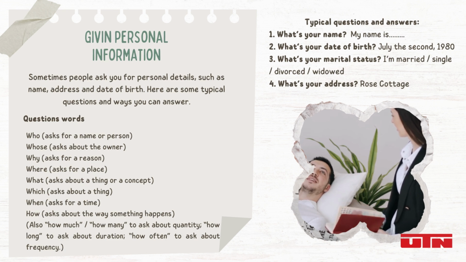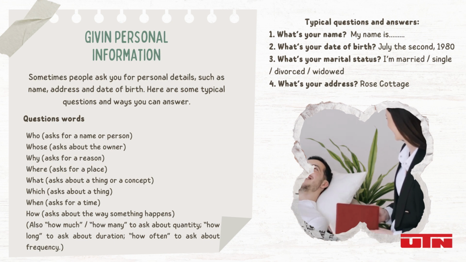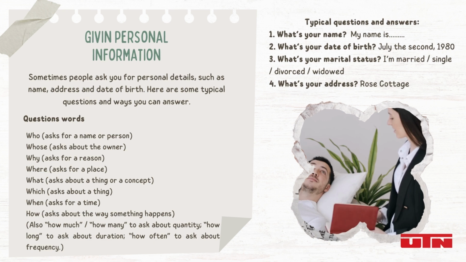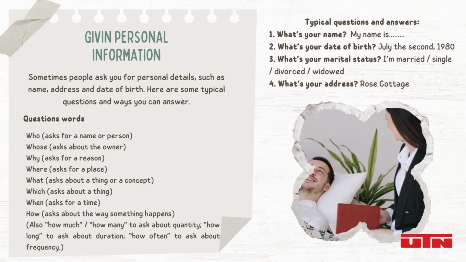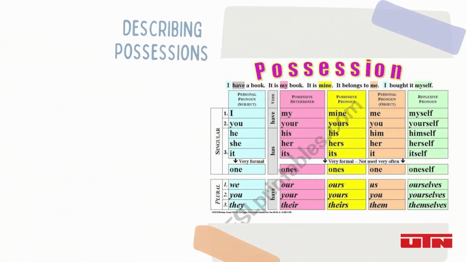Typical questions and answers. 1. What's your name? My name is. 2. What's your date of birth? July the 2nd, 1980. 3. What's your marital status? I'm married, or single, or divorced, or widowed. 4. What's your address? Rose Cottage.